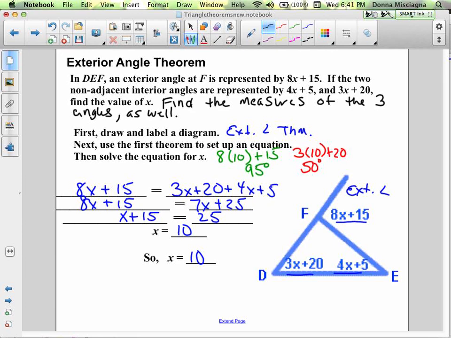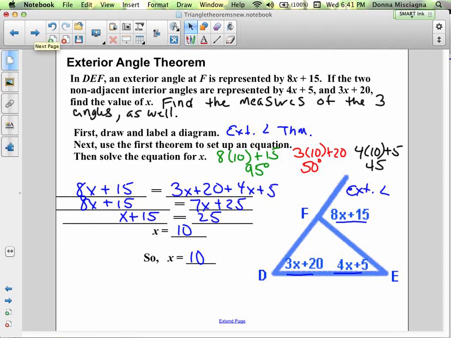All right, so now we'll find the measure of the last angle. So 4 times 10 plus 5, that would be 40 plus 5, which is 45. And notice that 50 plus 45 does add up to 95. So I think we can feel pretty confident that we got this problem right. I think I have just one more problem for us.